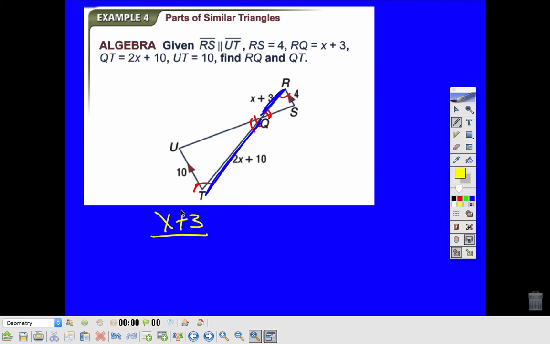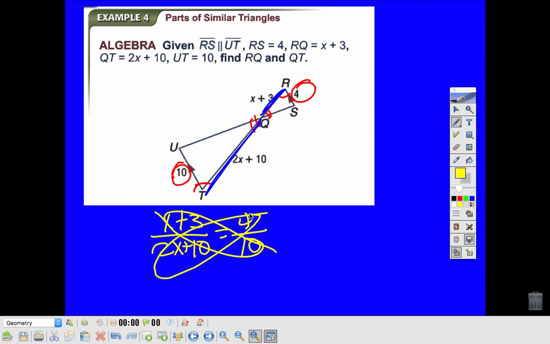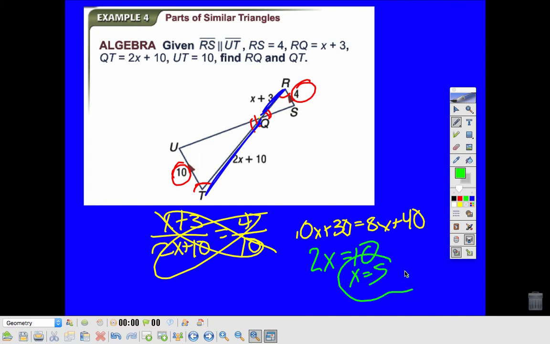So when we're setting it up, it's x plus 3 over 2x plus 10, and that must be equal to, well then we know that 10 and 4 must go together. We started with the smaller one, so that's equal to 4 over 10. So go ahead and cross multiply. Remember to distribute in, so this would be 10x plus 30 equals 8x plus 40. Subtract 8x from both sides and 30 from those sides, so you get 2x equals 10. So x must equal 5.